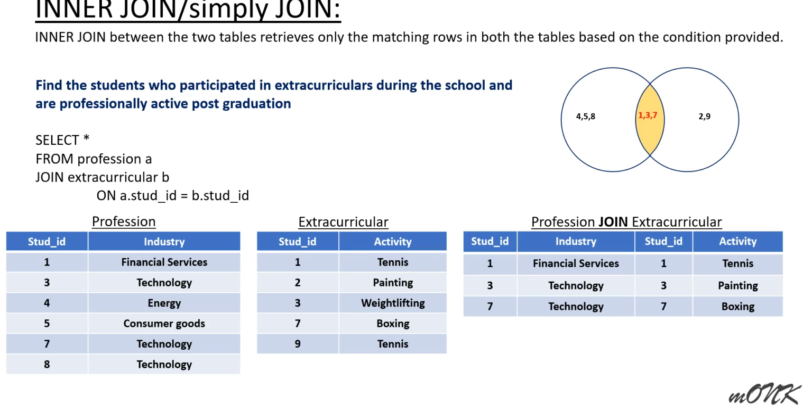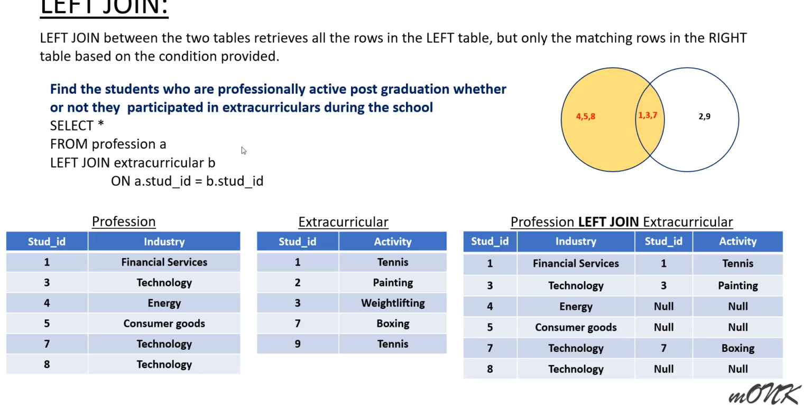Inner join happens between two tables when we want to retrieve the matching rows in both tables based on the condition provided. In this case, the output that we want is the students who participated in extracurricular activities during their school days and are also professionally active post graduation. We want all the records, so we write select asterisk from profession.